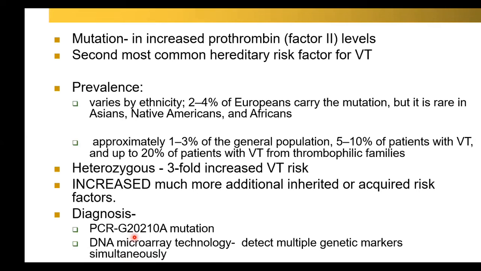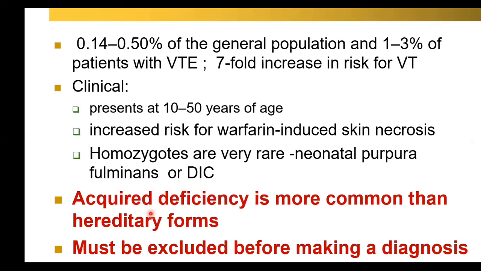So diagnosis is by molecular methods, which you can do by PCR or microarray. Then protein C deficiency: the patient presents at a younger age, and what is peculiar about this is that there is an increased risk of warfarin-induced skin necrosis. We all know that when we start anticoagulation, we start with heparin and then change it to warfarin gradually. And if we don't go by this step, then there is an increased tendency of warfarin-induced skin necrosis. So this transition and the predisposition to skin necrosis becomes much more in patients who may have protein C deficiency, whether it is acquired or hereditary, irrespective of that. It has got to do with levels of protein C.